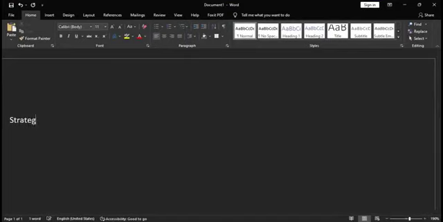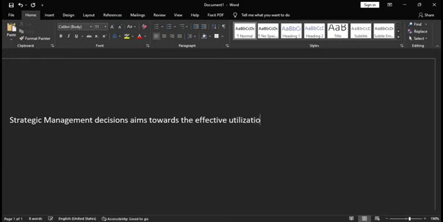Strategic management decisions aim towards the effective utilization of critical inputs put together to achieve a common goal.